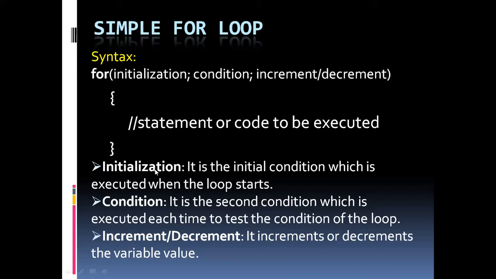Let's see what is initialization. It is the initial condition which is executed when the loop starts. Next we'll see the condition. It is the second condition, which is executed each time to test the condition of the loop. First, the for loop will be done with initialization. Next, it will check the condition. Then, if the condition is true, it will execute this block and it will go for increment or decrement. It increments or decrements the variable value that we have given in the initialization. So this is the overall syntax of for loop. We will see shortly how to use for loop in Java.